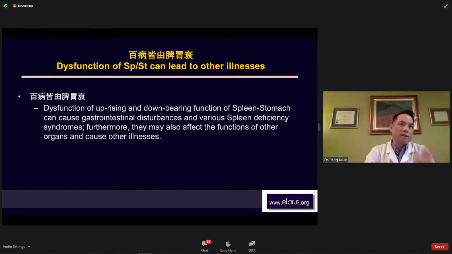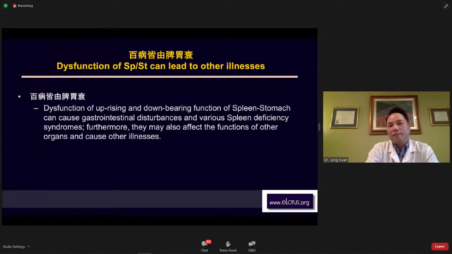For example, if spleen qi is deficient, then there might be damp phlegm developed, and that can affect the lung. It can cause lung qi deficiency or phlegm in the lung that can cause cough or shortness of breath. And if spleen qi is deficient, it might overconsume kidney qi, and then that can cause kidney deficiency. And if it's kidney insufficiency, there might be lower back pain or impotence or urinary issues.